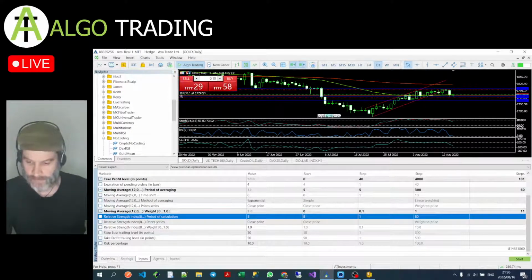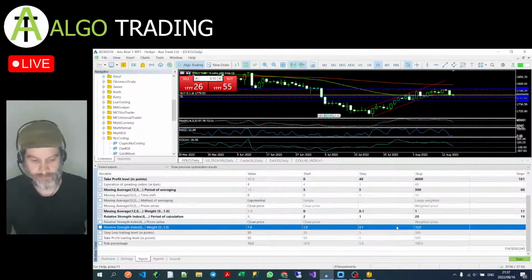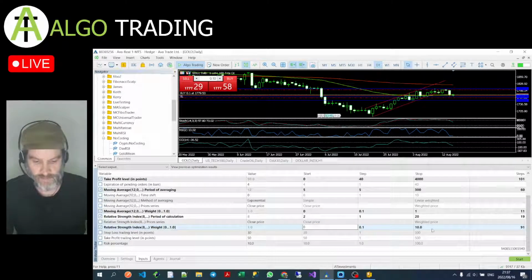Yeah. Relative strength index, we're going to optimize that. So let's start, this is the period, the calculation period. So we're going to start at 2, go up in 1, and we'll go to 20. Weight, we'll do the same thing that we did for the moving average. We'll start at 0, go up in steps of 0.1, and we'll go to 1.